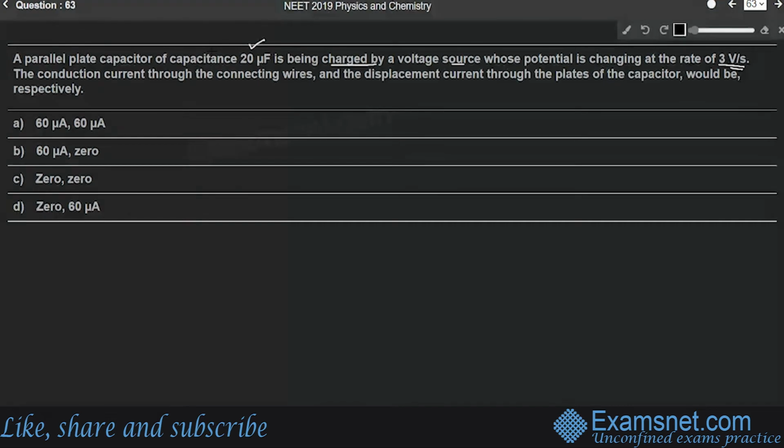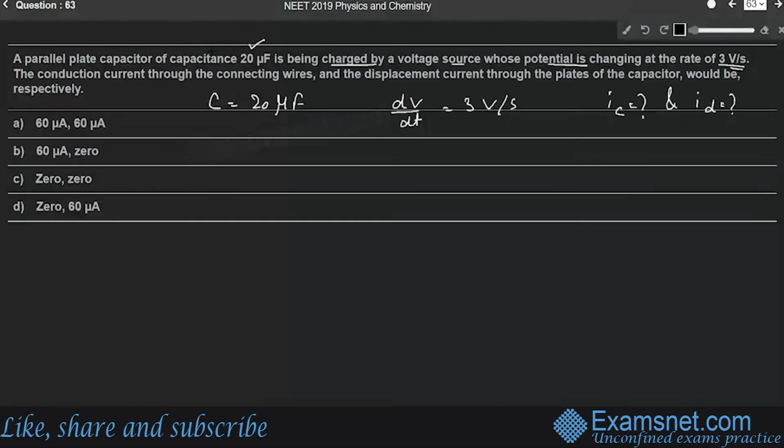The capacitance is given. So C is equal to 20 microfarad, and then the change in potential is given, that means dV by dt is given as 3 volt per second. What we have to find out? We have to find out the conduction current, that means IC, as well as displacement current, that means ID.